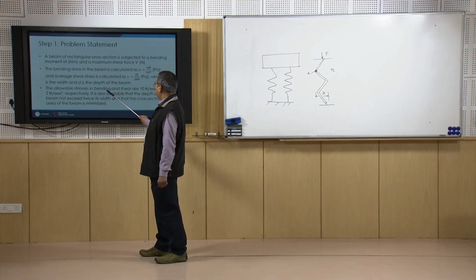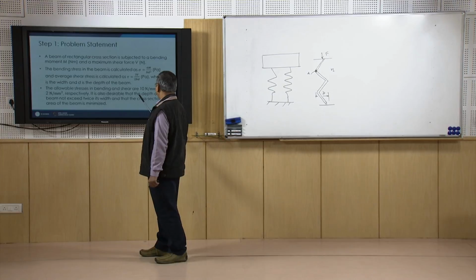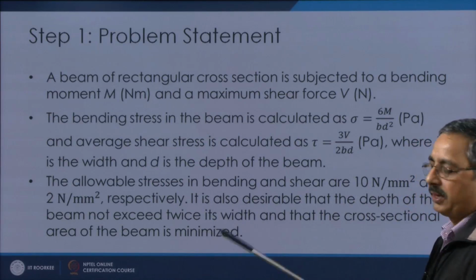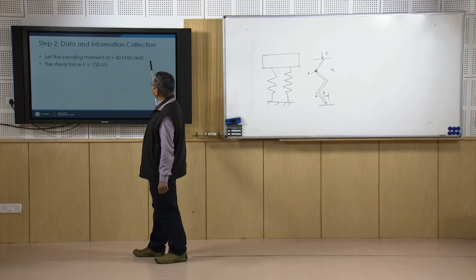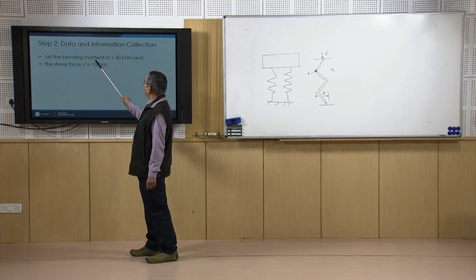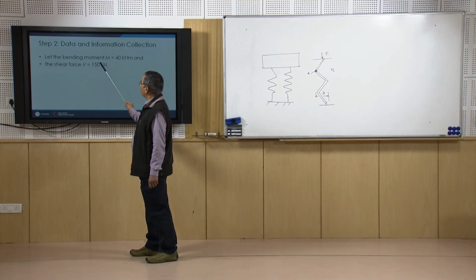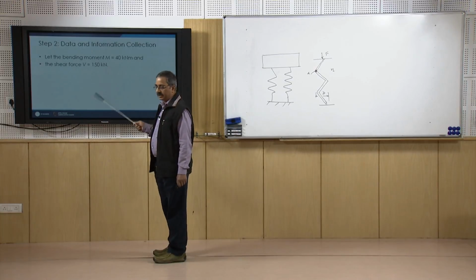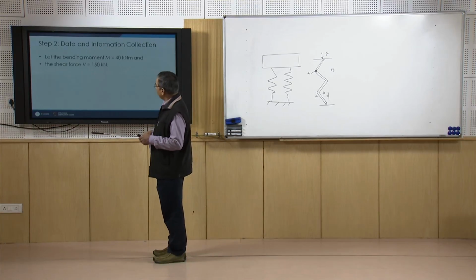For example, the bending and shear stress values are given. So, these are constants. Similarly, the relationship between depth and the width of the beam is given. So, that is also a constant. So, the data and information which are given to us: the bending moment applied is say 40 kilonewton meter and the shear force say 150 kilonewton. Okay. So, although I am not going to solve this problem completely, I will be telling you the entire process.